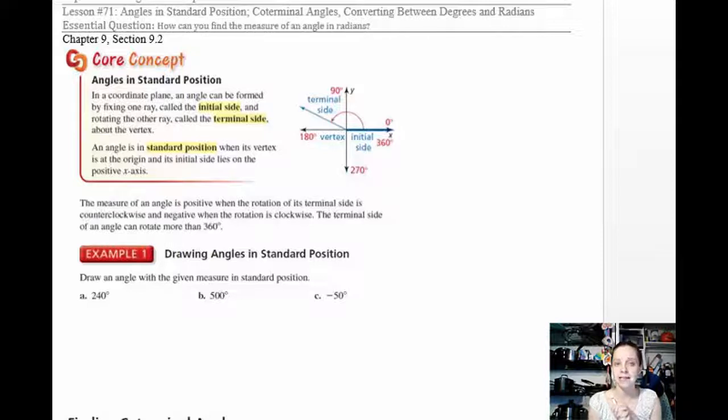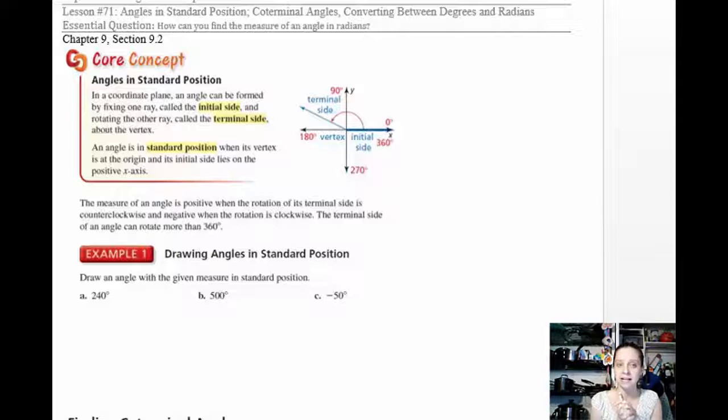In a coordinate plane, an angle can be formed by fixing one ray, called the initial side, and rotating the other ray, called the terminal side, about the vertex. An angle is in standard position when its vertex is at the origin and its initial side lies on the positive x-axis. The measure of an angle is positive when the rotation of the terminal side is counterclockwise and negative when the rotation is clockwise.